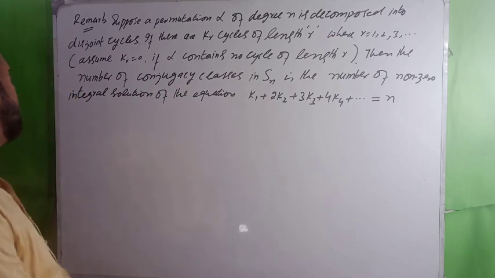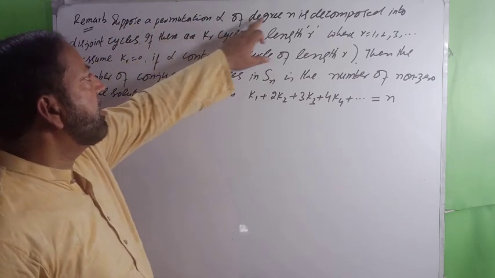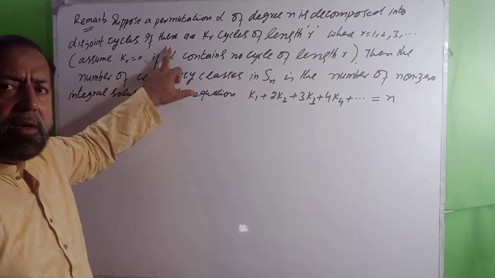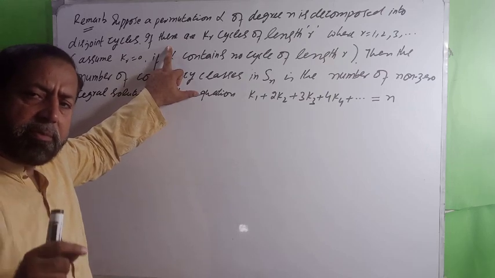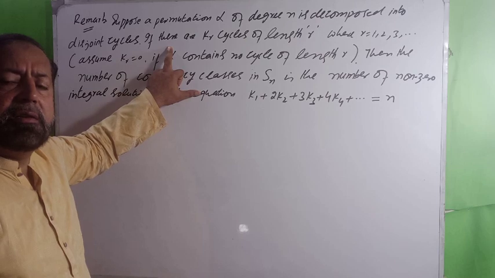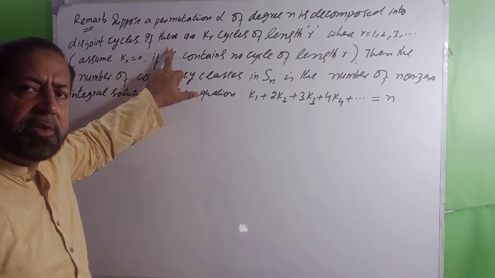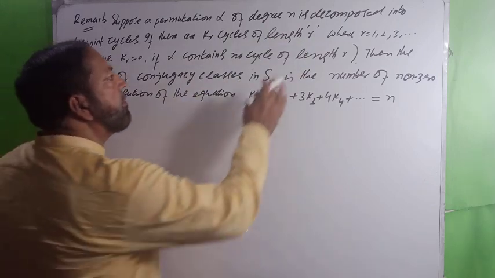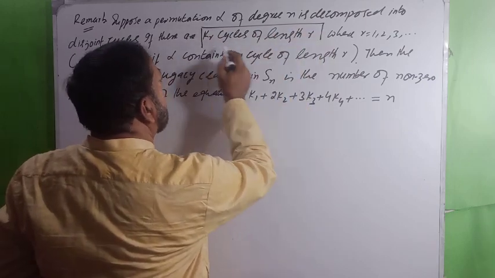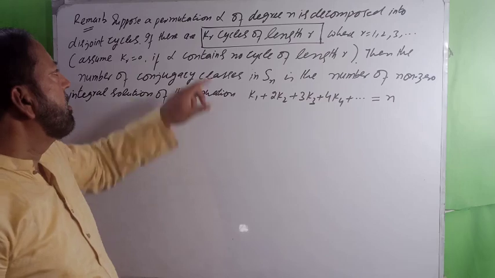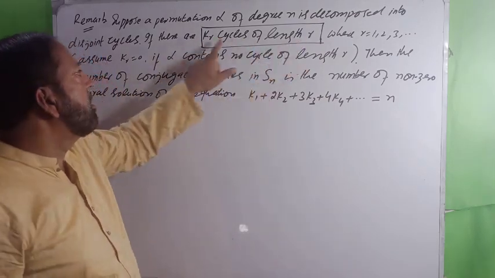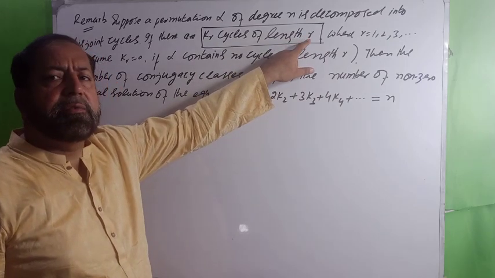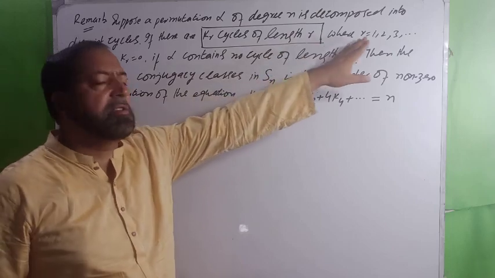So the technique is, suppose a permutation alpha of degree n is decomposed into disjoint cycles. First of all you have a permutation from Sn, and you can decompose it into cycles, and if there are kr cycles of length r, meaning you have k1 cycles of length 1, k2 cycles of length 2, k3 cycles of length 3, and kr cycles of length r, where r is from 1 to n.